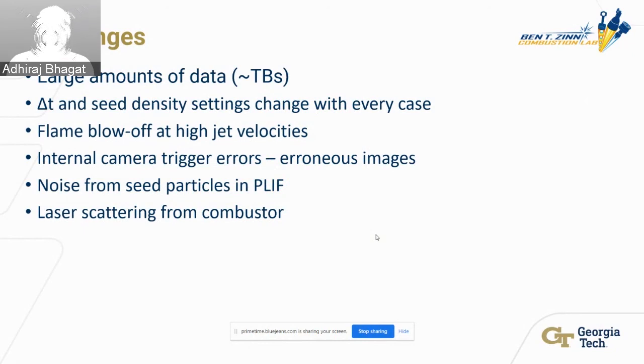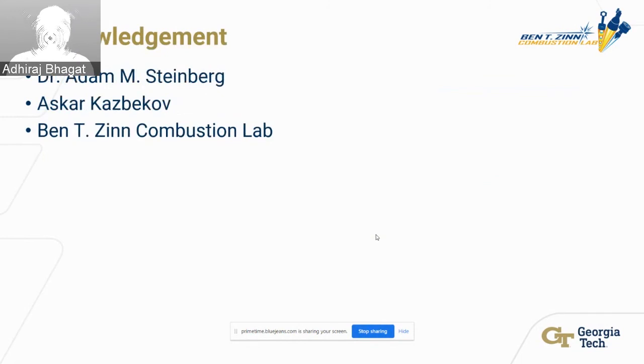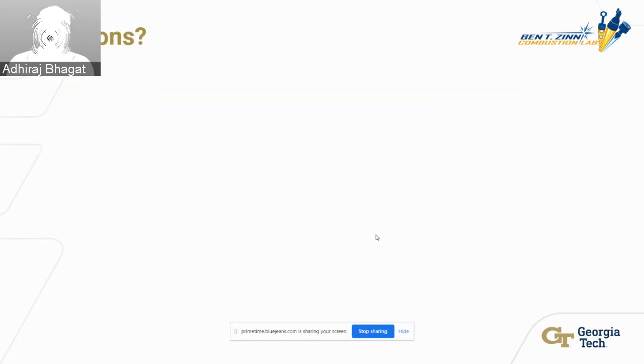And finally, there was noise from seed particles, as I mentioned before, and there was scattering from the combustor when the laser would hit the actual combustor. But in the end, with proper calibration, we were able to rectify most of these issues, and we do have a good usable set of data. So I'd like to thank, obviously, all of the combustion lab, Dr. Steinberg, and Askar for letting me work on this project, and I'll open up to any questions.